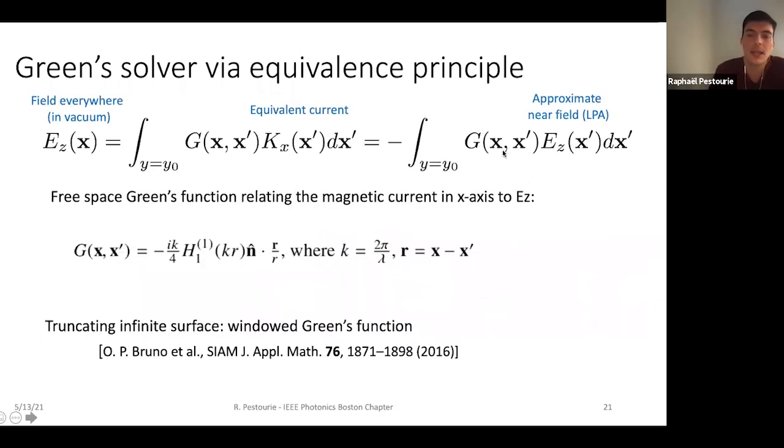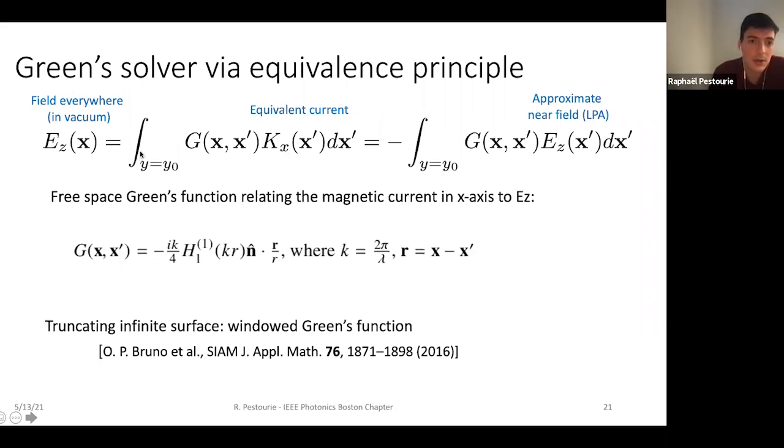So starting from the right, the electric field above the metasurface. This is from the original paper in 2018, which was a solver in 2 dimensions. So it was just for the polarization with the electric field out of plane. This is equivalent to a magnetic current. And then you can use a convolution with the Green's function that links the magnetic current to the electric field out of plane. And there is a technicality here.